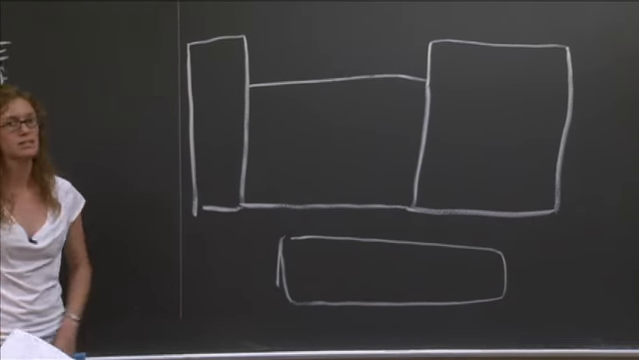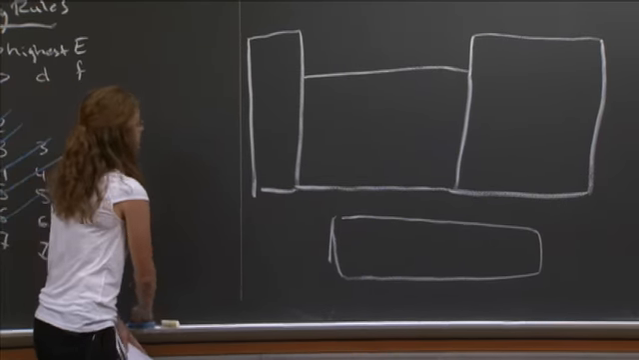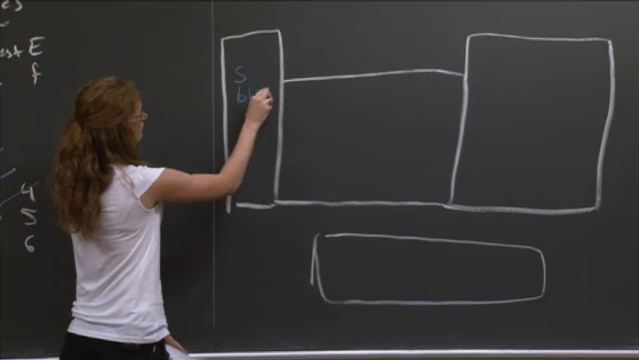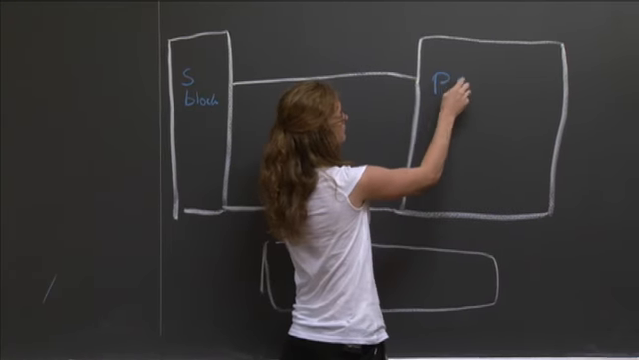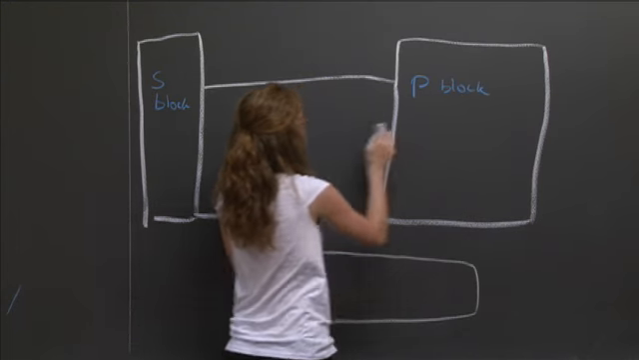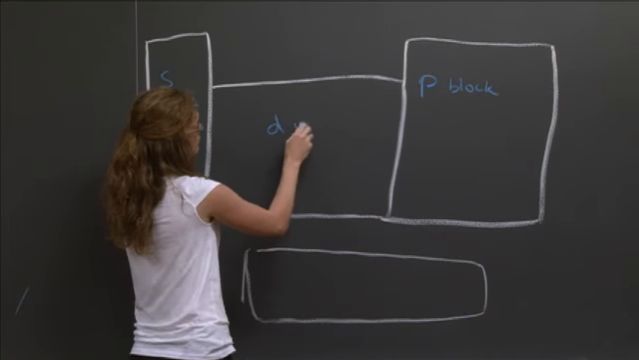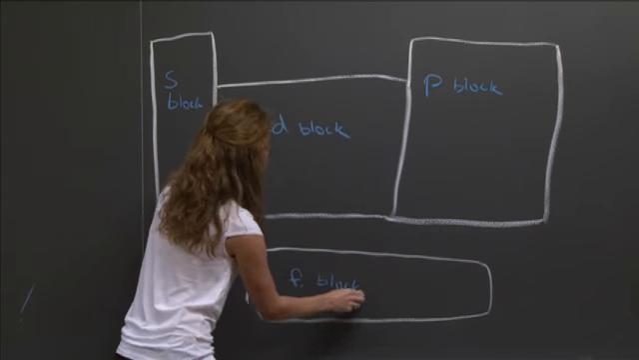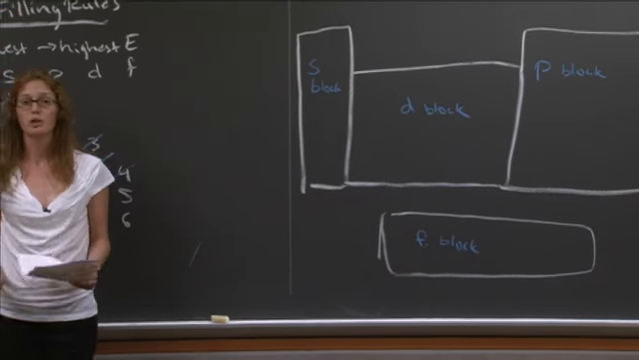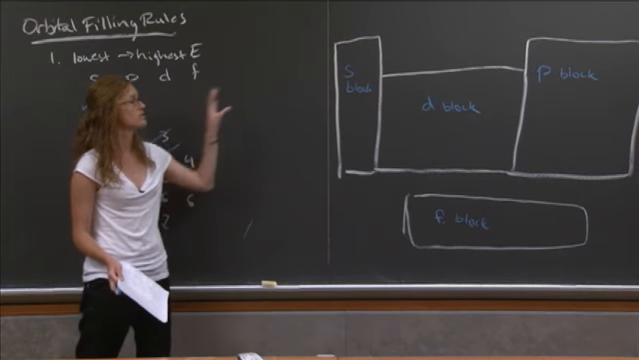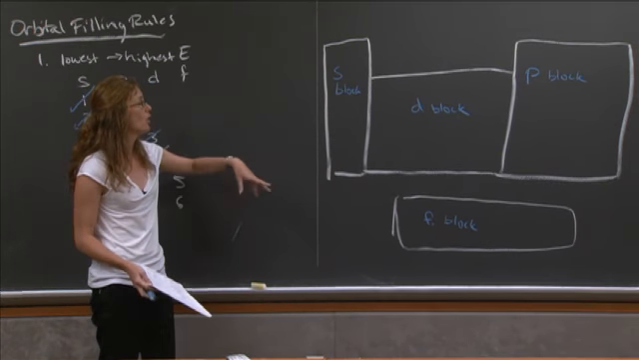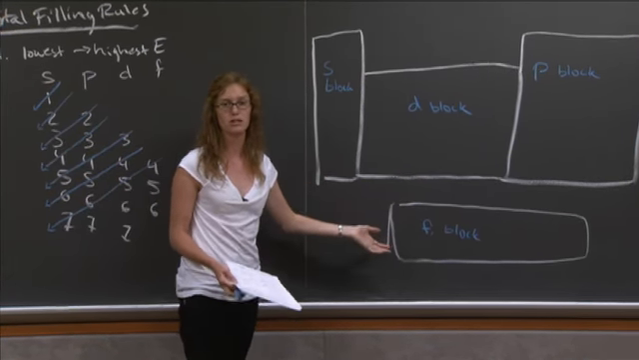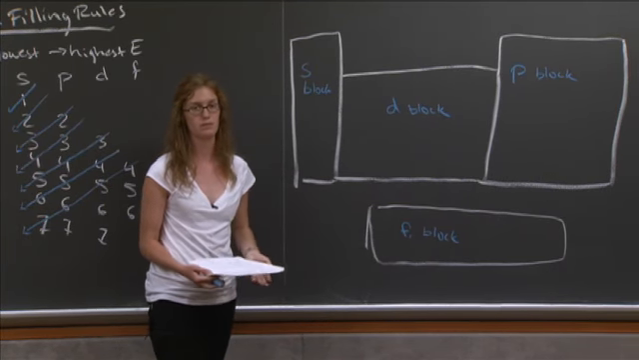But the way I drew it here is in what we call blocks. So this is your S block. And then we have our P block over here. D block. And the F block is down here. So once you get more familiar with electron configurations, you can actually look towards the periodic table and know, depending upon where your element is in the periodic table, what its electron configuration is, or at least the electron configuration of the valence electrons.